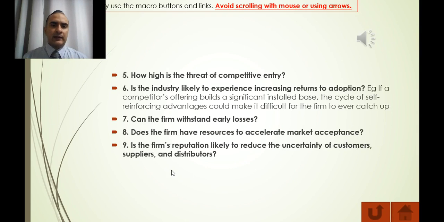So now we have to think about the threat of competitive entry. If I develop a certain product, is it going to be copied very quickly? Is that going to happen? So I have to think of that. Maybe if it's going to be copied very quickly, I'd rather wait a little bit until the market is more developed and I enter the market later, right? We have to see if the industry is experiencing increased returns to adoption. So for example, I can see that this industry is booming. I need to go in.